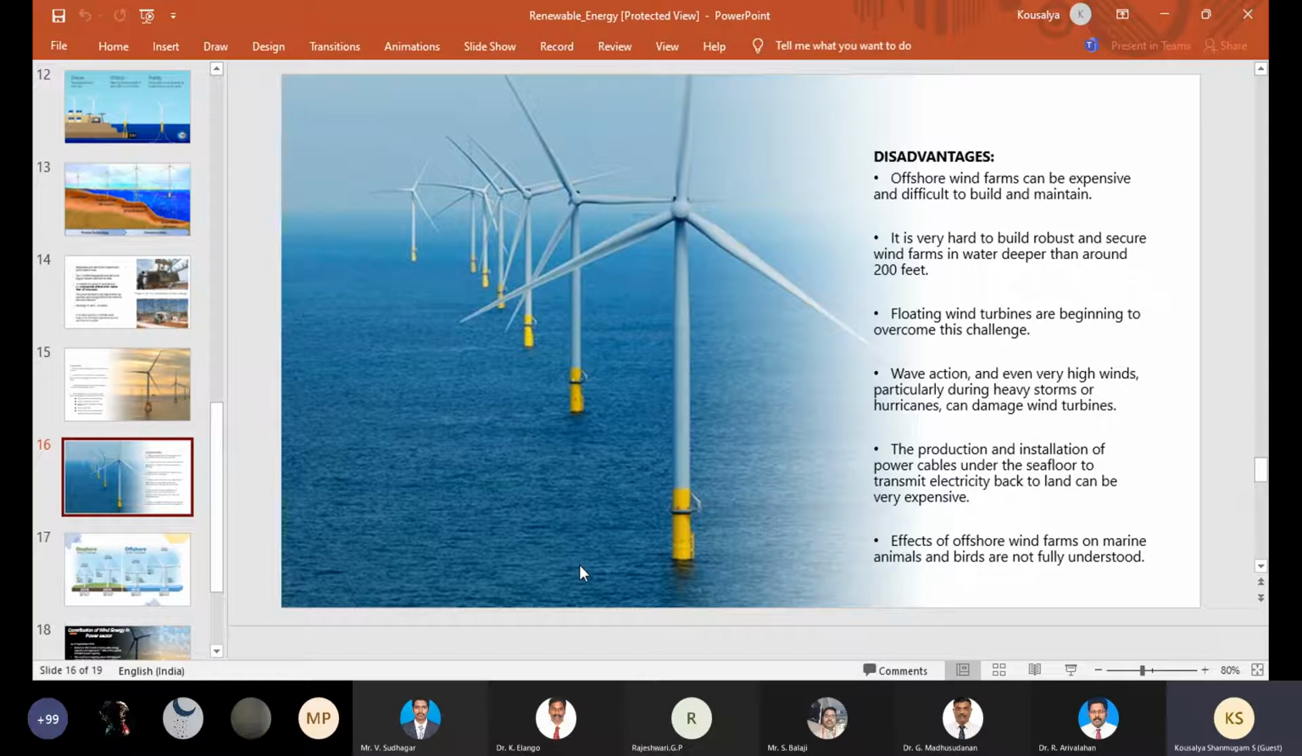And the production and installation cost of cables is also very high, as it is at a depth of 50 meters. It has to be connected to the grid also, so the production cost and the cable cost will be very high. So this is one of the main disadvantages of offshore wind turbines.